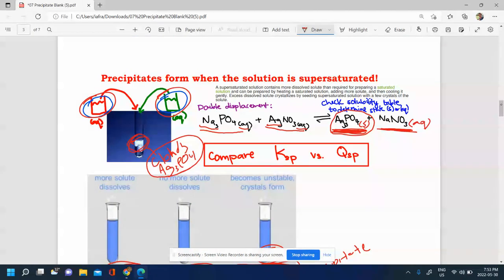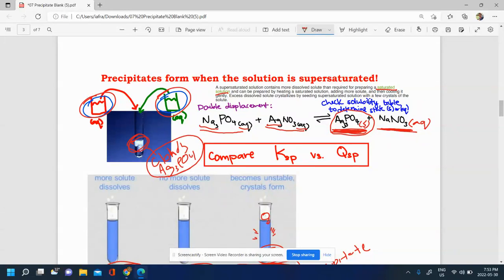As you can see here, a supersaturated solution contains more dissolved solute than required for preparing the saturated solution. That can be prepared by heating a saturated solution, adding more solute, and then cooling it gently. Excess dissolved solute crystallizes by seeding supersaturated solutions with a few crystals of the solute. Essentially, as soon as I add one more crystal of the solute into a supersaturated solution, that's going to act as a little seed around which the crystallization can occur and the precipitate can start to form.